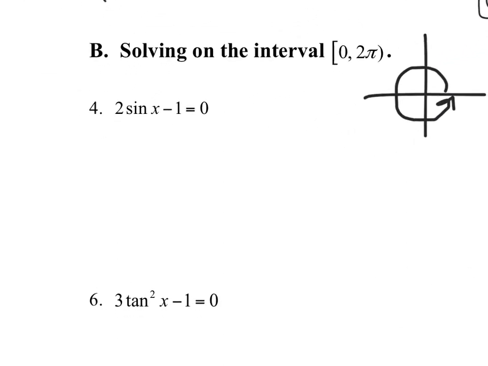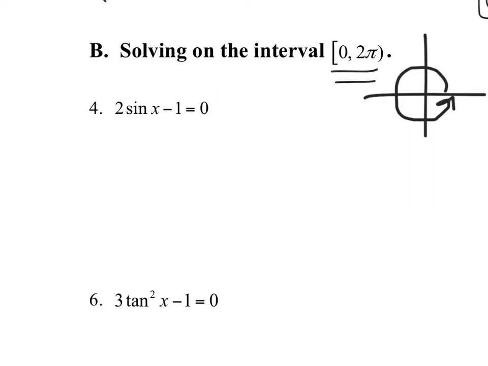Number 4. We're solving this. This is not an identity. It's not a simplify thing. We're solving for x. We want to find out 2 sine x minus 1 equals 0. We want to find out what x values. Now there's an infinite amount of them, but we're limiting it just to the unit circle one time around. Okay? So here we go.